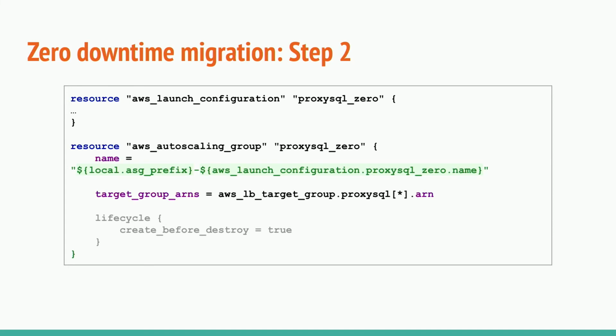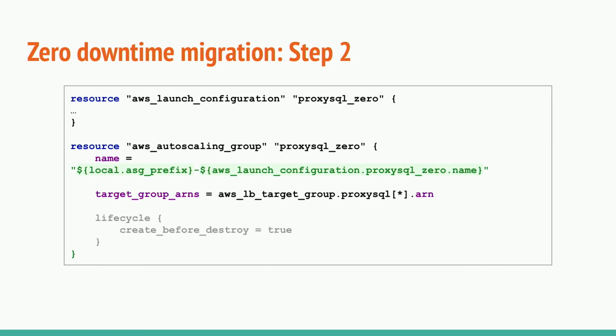Second is, I would say, correctly link target group and autoscaling group. Terraform provides two ways, and I found experimentally that one way doesn't work with zero downtime migration, and if you want it to work, you have to do it like this.